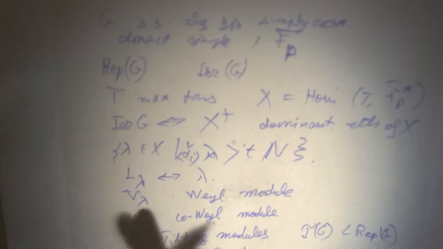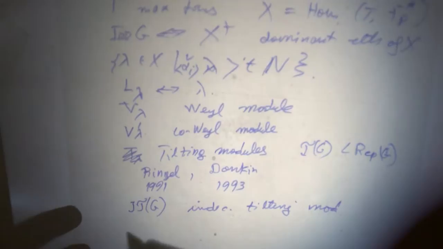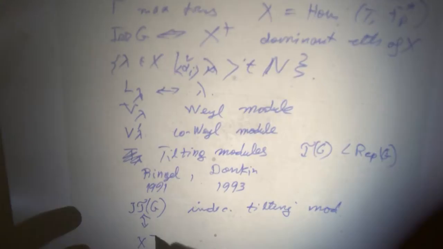So these are representations, or G-modules, which admit a finite filtration such that every quotient is a Weyl module, and which also admit a filtration in which every quotient is a co-Weyl module. In the beginning it is not completely obvious why these are good objects, but it turns out they are very good objects. I will tell you why. So for example, it is good to consider the indecomposable tilting modules. It turns out that these are in one-to-one correspondence, again with X plus. So T(lambda).